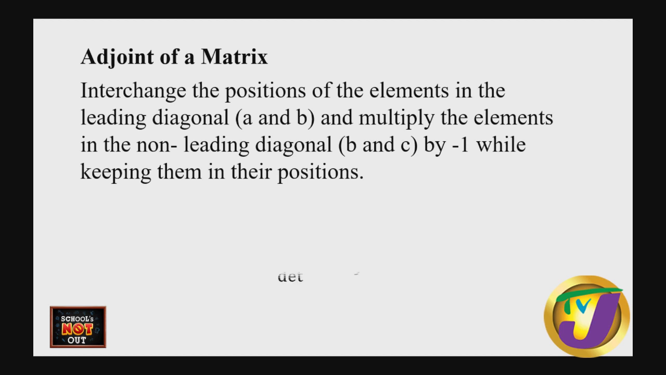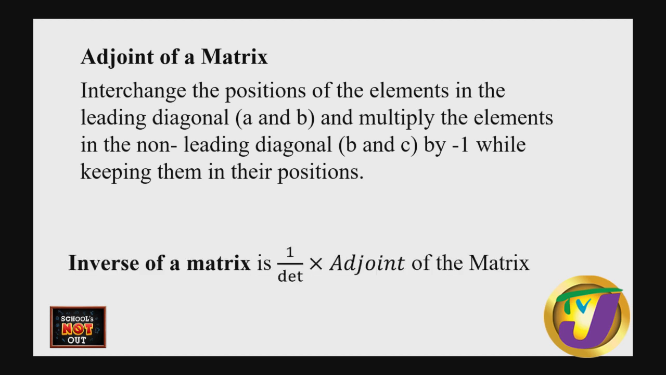And finally, the inverse of a matrix is 1 divided by the determinant times the adjoint of the matrix. Remember now, if the determinant is 0, there is no inverse for that matrix. We have to remember that. Anything else you want to share with them before we go?